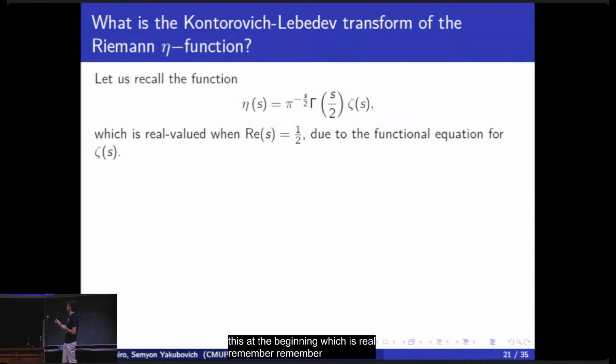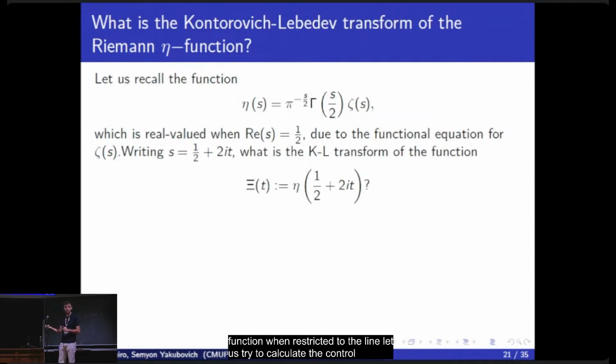Remember that due to the functional equation, this guy here assumes real values on the critical line, when the real part of s equals 1/2. So this will be a real function when restricted to the line. Let us try to calculate the Kontorovich-Lebedev transform of this real function, okay?